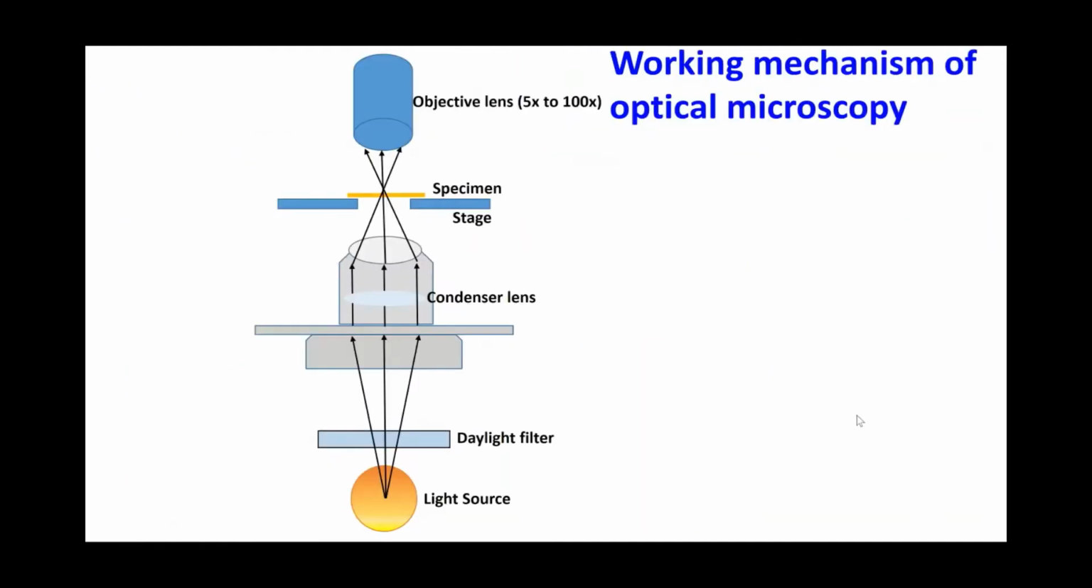If we try to look at the working mechanism of optical microscopy, most optical microscopes are compound microscopes, and the simple reason is that they contain at least two lenses. These lenses are basically curved pieces of glass or plastic that bend rays of light and can magnify objects, making them appear bigger than they actually are.